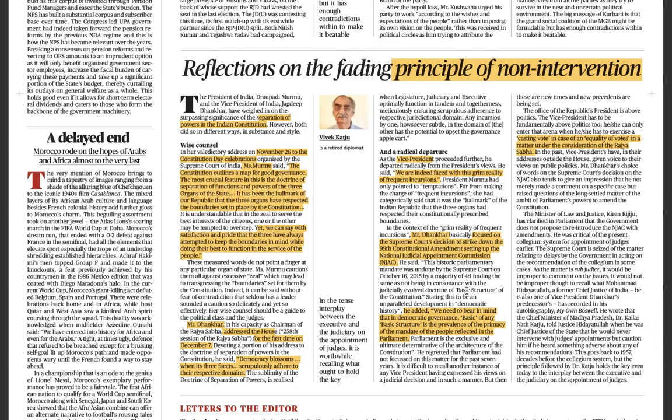And the court struck down the NJAC saying that it violates the basic structure of the constitution. So he's saying that the will of the parliament, the will of the people that is reflected by the parliamentary decisions, is even the basic of the basic structure that we talk about when it comes to the constitution.